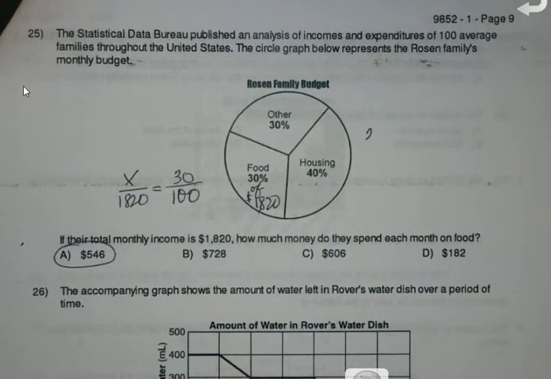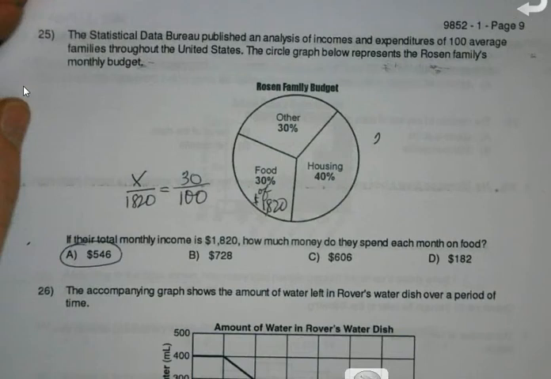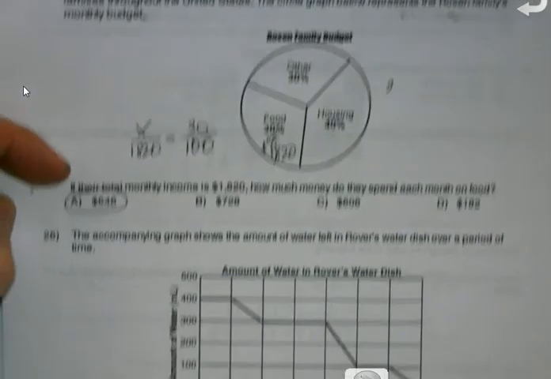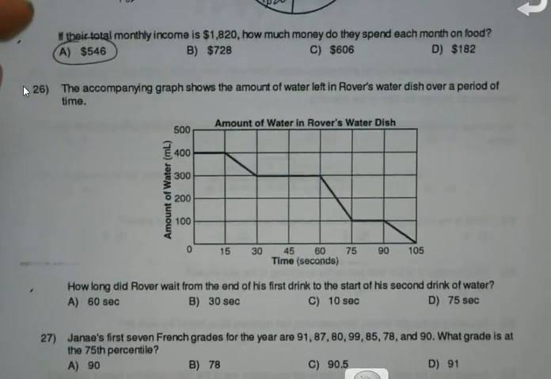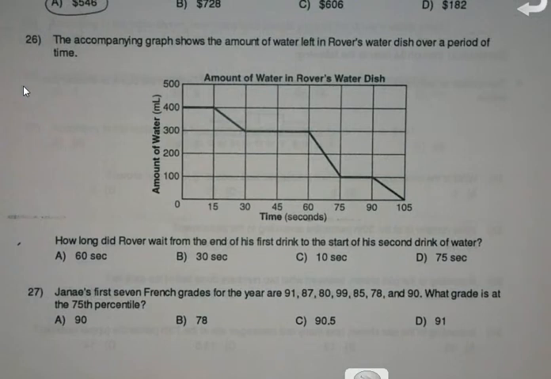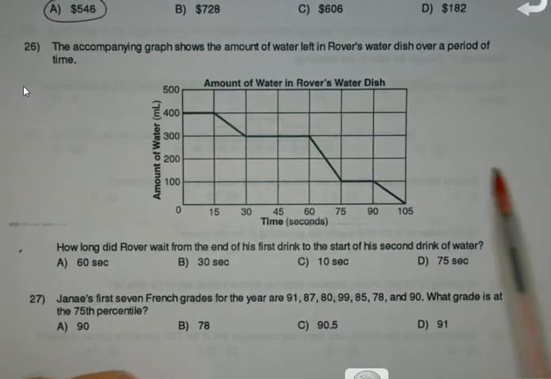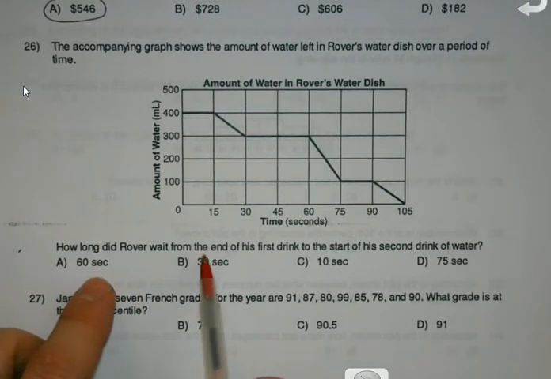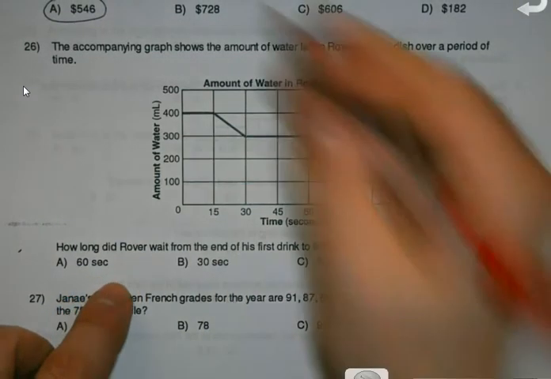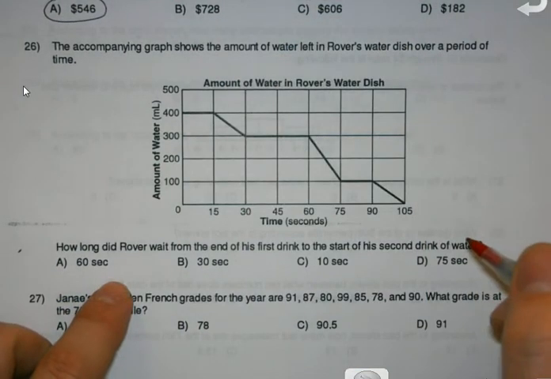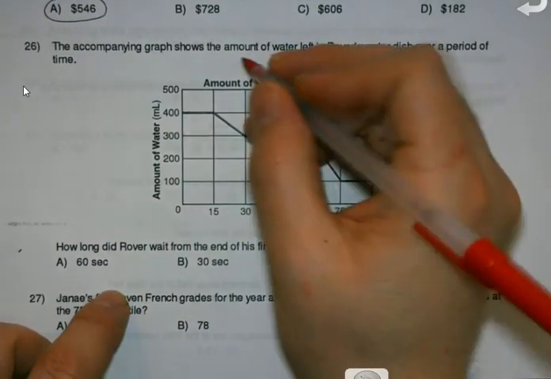And that's kind of what we're working with here. So then, we're getting all sorts of graphs working here. This is good. So let's see. We checked Rover's water dish over a period of time. That sounds like a fun job. How long did Rover wait from the end of his first drink to the start of his second drink of water?